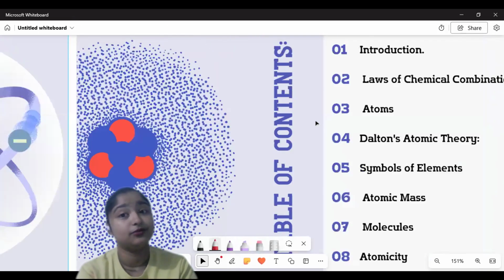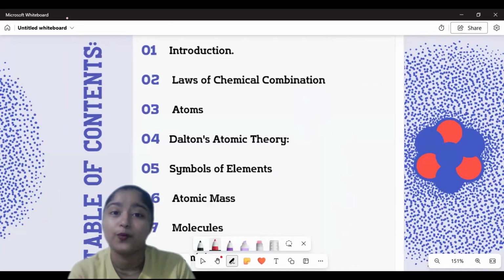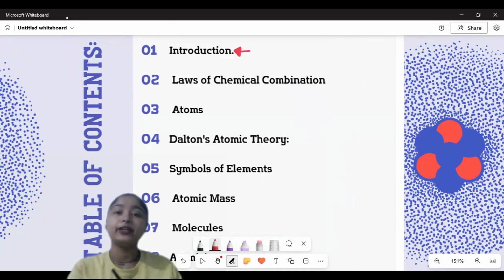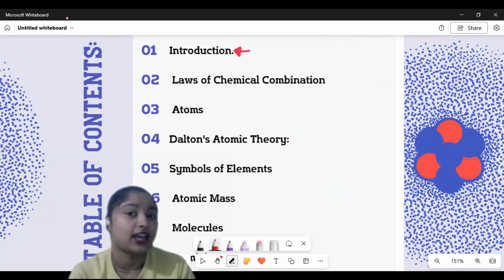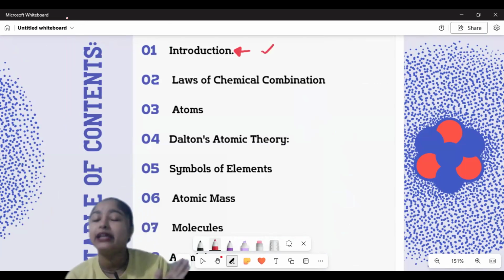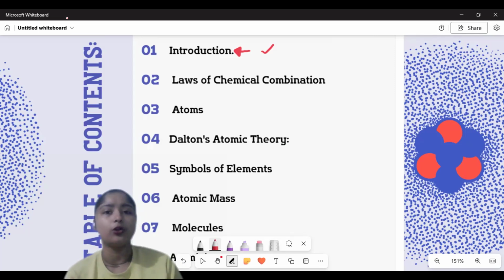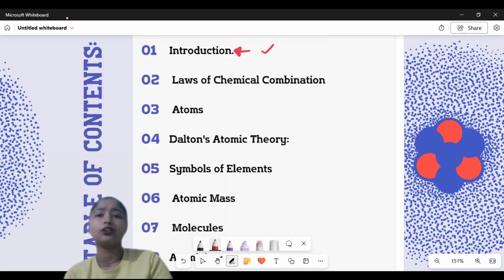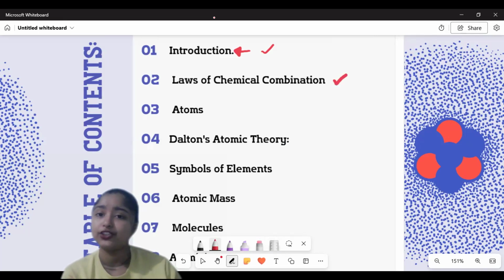First and foremost, the introduction. On every topic you will be watching a separate video. After the introduction, we'll be doing the laws of chemical combination. You have heard or even read about these two laws, the law of conservation of mass and the law of conservation of energy. We will do it in much detail.